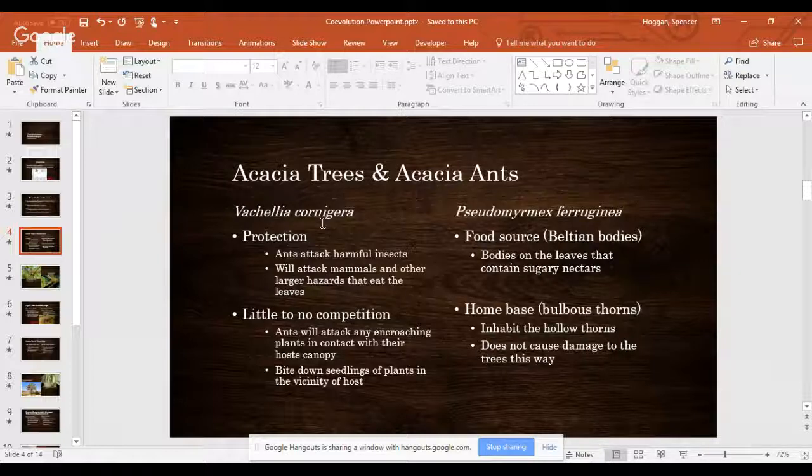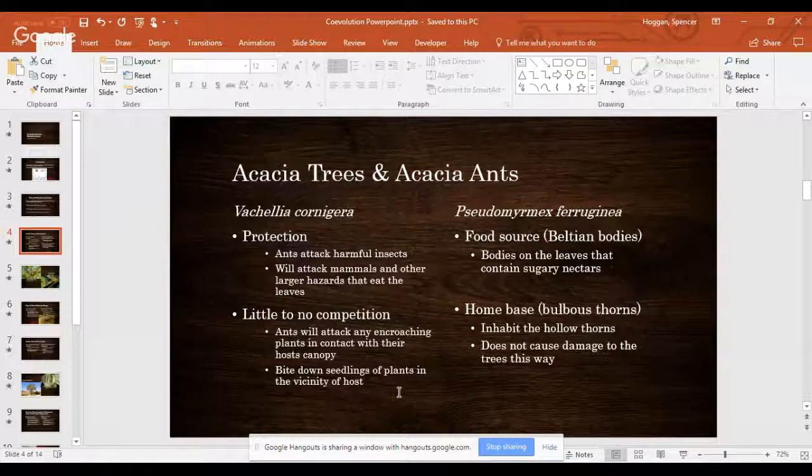The plants also receive little to no competition, meaning that along with attacking insects and mammals, if there's another tree coming in contact with their canopy, the ants will start biting those leaves too, to ensure that their tree isn't losing any nutrients to other organisms. Another cool observation is that around trees with colonies of acacia ants, the floor is almost completely clean. For example, if a seedling pops up from another tree, the ants will cut it down, ensuring their tree gets the most nutrients.